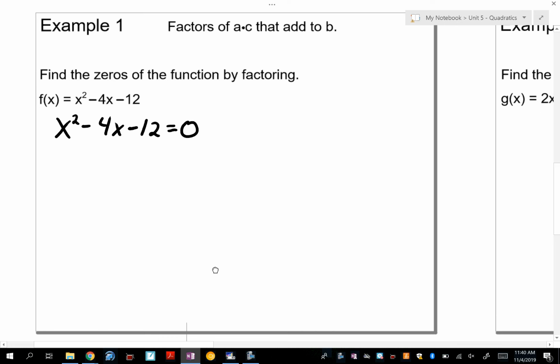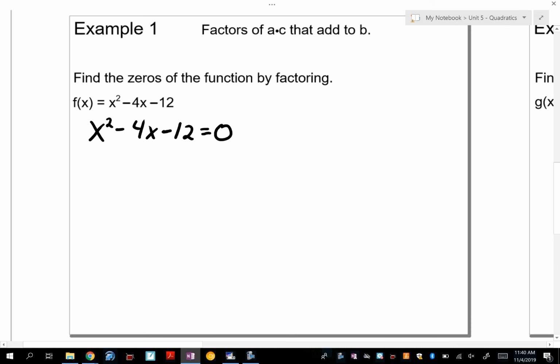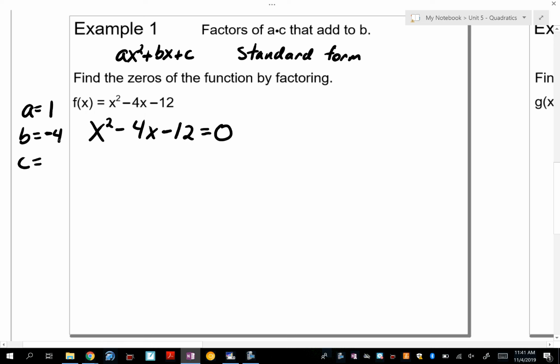So, the first thing I noticed about this function, it's written in this form: ax squared plus bx plus c. And I heard, Kevin, you said it. That's standard form. You should write that down. That's standard form of the quadratic function. Okay? So if that's standard form of this quadratic function, what are a, b, and c going to be equal to? A is 1. B is negative 4, and C is negative 12.